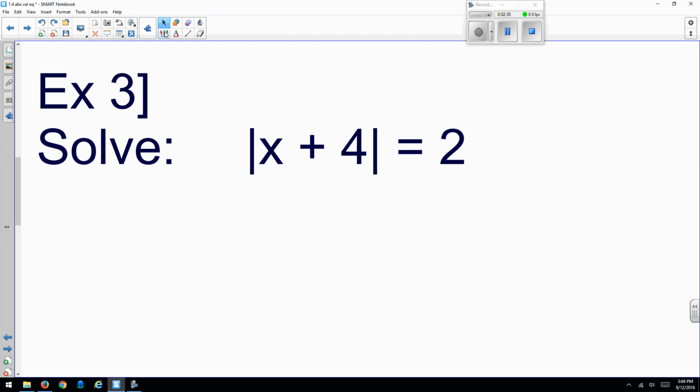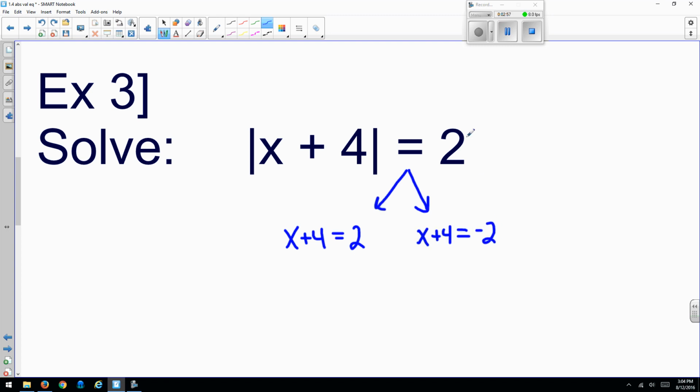So in our next example here, notice we have the absolute value by itself. That's important. And because we have that, we can go ahead and branch off. And I'm going to take what's in the absolute value and set it equal to the positive form of what's on the right-hand side, and set it equal to the negative form of what's on the right-hand side. And then the next step is to solve. In example 2, we didn't need to do that because it was already done for us. So let's go ahead and do that.